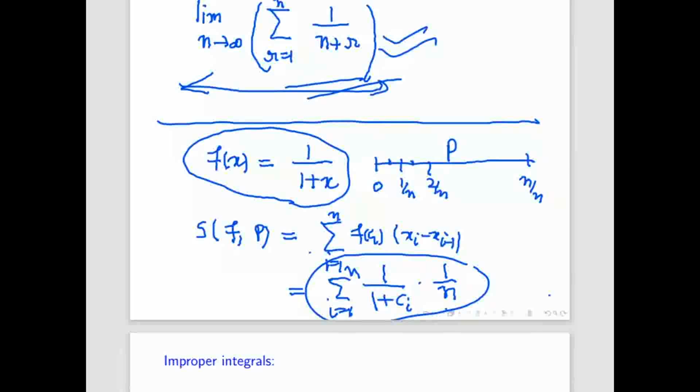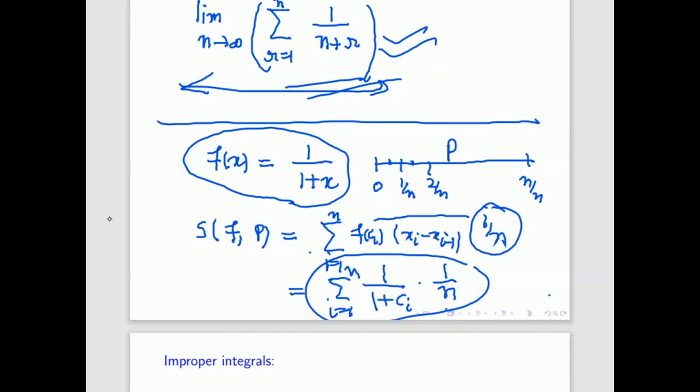What ci will choose, so that it will become... take n common. R by n, then r by n equal to x. So r by n we can take, so that it will become this. Here r is running from 1 to n, so that's why we are saying r by n. Here i is running from this, so we'll take i by n. So this ci will take i by n.